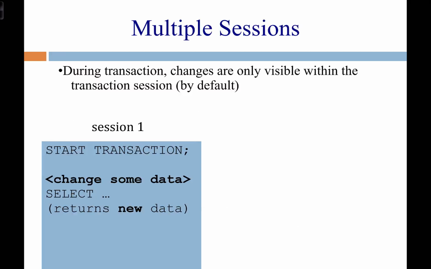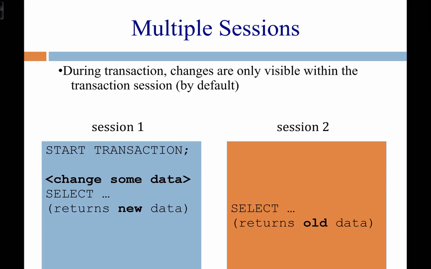Let's say we have two SQL sessions running. So here's the first session, and we'll show the next one in a second. By default, a transaction is running in, like I said, sort of like a sandbox, where any changes made in that transaction are only visible within the transaction or within that session. So if I start a transaction over here in session 1, change some things, so maybe insert or delete some rows or whatever, if I then do a select, it will show me those added rows or those deleted rows. So it will select the new data that was changed within the transaction.